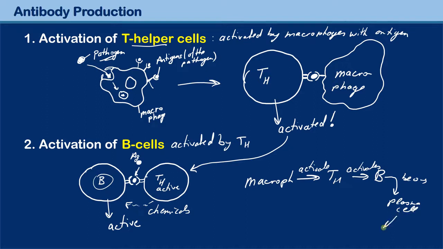Later on the plasma cell becomes a memory cell, and the memory cell can very quickly go back again to become a plasma cell if there is another invasion with the same antigen. So that is kind of the process. It would be nice to remember these stages here. So that's it. All the best.